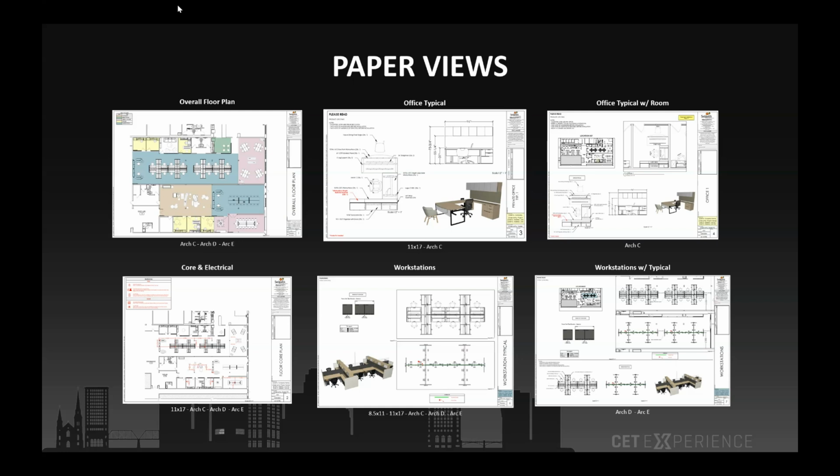Here are some examples of pre-made paper views we have created specifically for installation drawings. We have ones that are an overall floor plan highlighting different areas of work. This is the visibility setting that has no tagging on it that we talked about earlier. Then I have one for office typicals with the actual room that they will be in, a core and electrical plan, and then two different options for ways to show workstations. One, just a close-up of workstations, and one, a more expanded view with a location key and then the workstation typical down below.